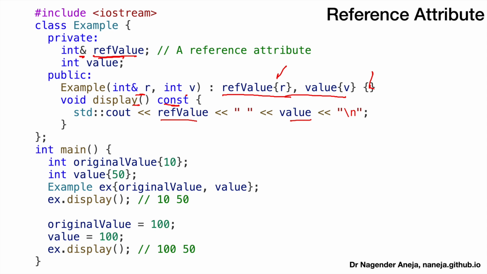So let's see the main now. We have an original value, which is 10. We have a value, which is 50. Now we created an object EX, and we pass the original value and the value here. So what's going to happen here? When we say display, it will display what? 10, 50.